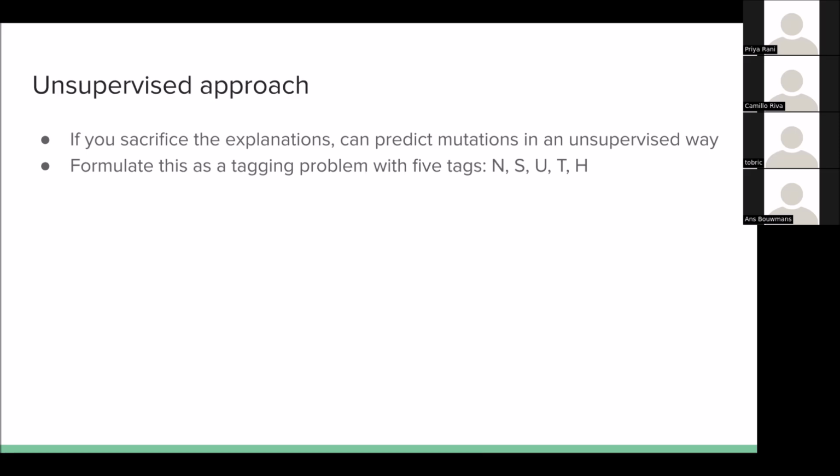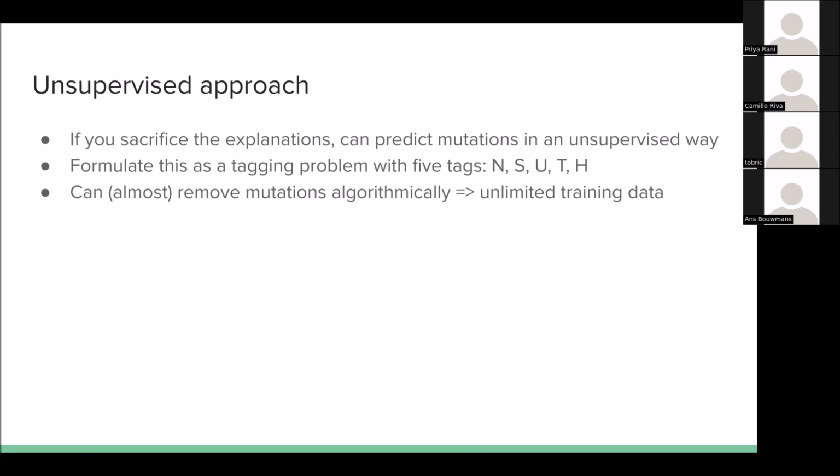What I did was formulate it as a tagging problem. So laid out 5 tags. One of the tags, the N tag, is no mutation. And then the other tags are various kinds of mutations in Irish: séimhiú, urú, prefix T, and a prefix H. The good news about this approach is that in Irish, you can remove the mutations algorithmically, at least almost, which is to say that in context, I can take a word and recognize whether it is a séimhiú mutation, for example, and then remove that mutation and then use that as training data.